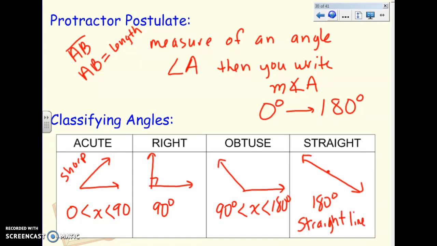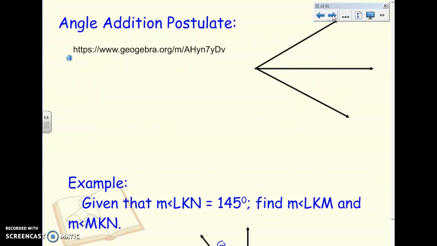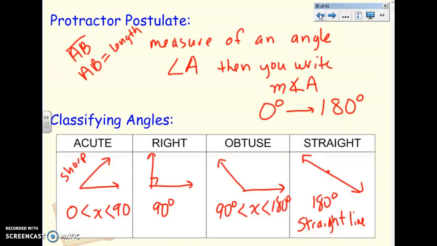All right, so hopefully for next class, you're going to at least have this background knowledge, and we're going to go into talking about the angle addition postulate. It's similar to the segment addition postulate, but way more fun.